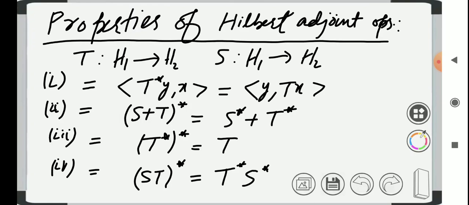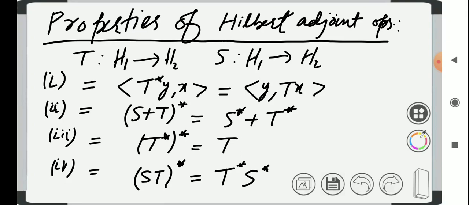The second property is about the sum of bounded linear operators, about the adjoint of the sum, which simply states that if we have to find the adjoint of the sum of the two bounded linear operators, you simply find the adjoint operator of S and the adjoint operator of T, then sum them pointwise. And the third one is about taking the adjoint of the adjoint, which simply states it coincides with T.